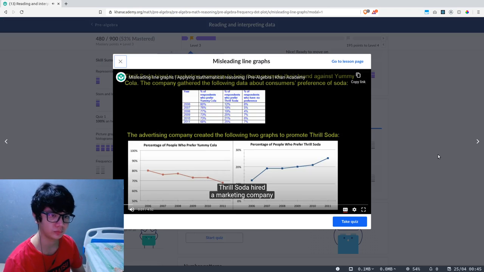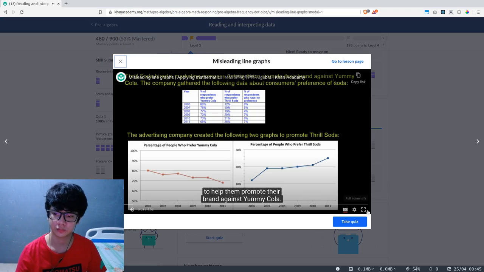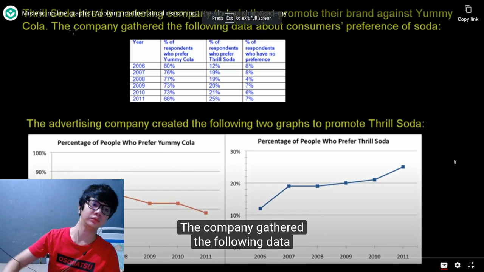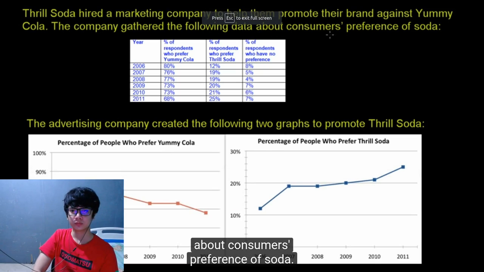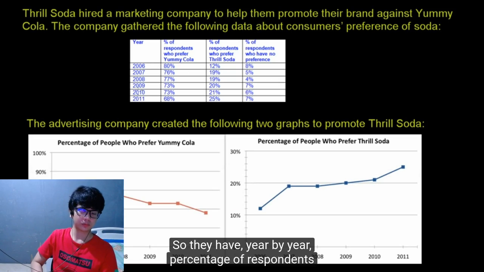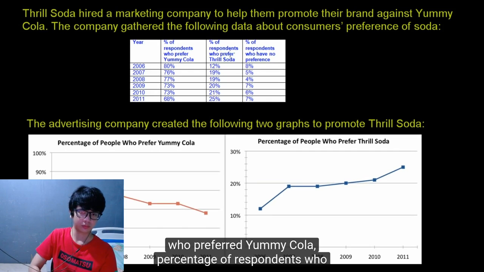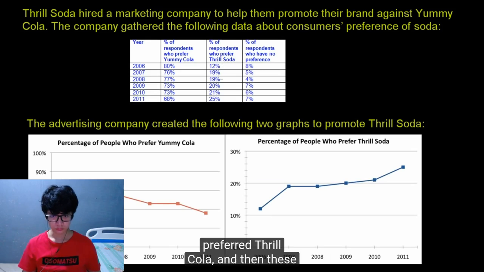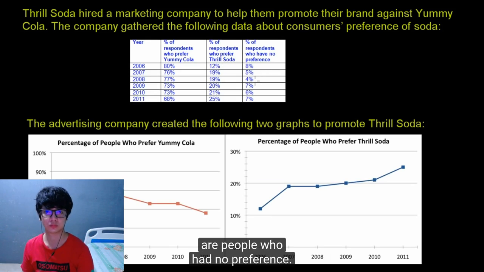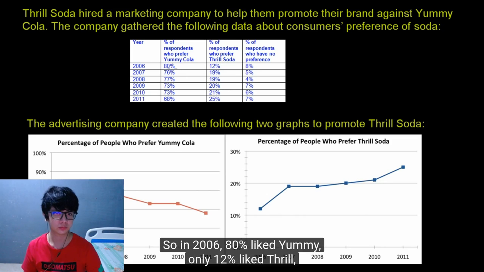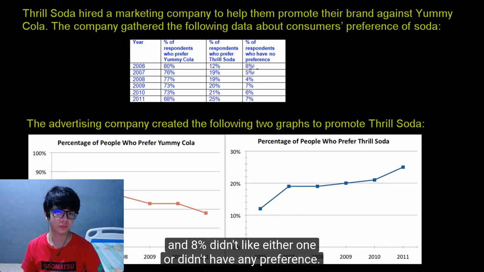Thrill Soda hired a marketing company to help them promote their brand against Yummy Cola. The company gathered the following data about consumers' preference of soda. So they have year by year, percentage of respondents who preferred Yummy Cola, percentage of respondents who prefer Thrill Cola, and then these are people who had no preference. So in 2006, 80% liked Yummy, only 12% liked Thrill, and 8% didn't like either one or didn't have any preference.